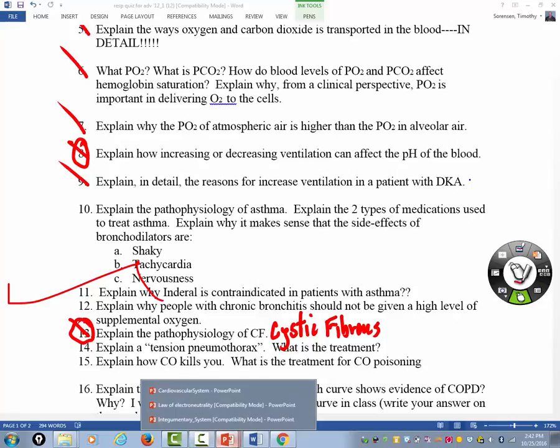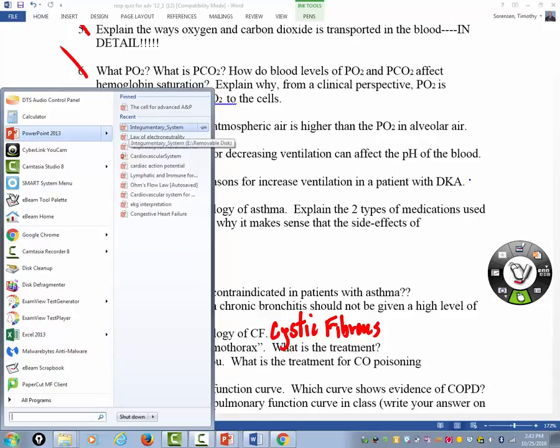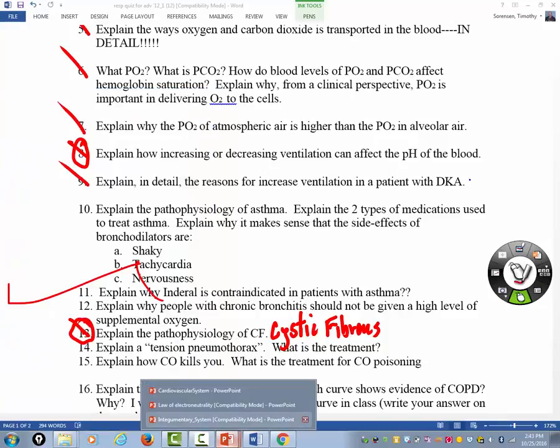Okay, so let's go on to tension pneumothorax. Tension pneumothorax is a life-threatening condition. It is different than a spontaneous pneumothorax. A spontaneous pneumothorax can happen in people with lung cancer or a condition called sarcoidosis, where you get basically scar tissue formation in cells that have type 1 cartilage in it. But anyways, let me just do this real quick.